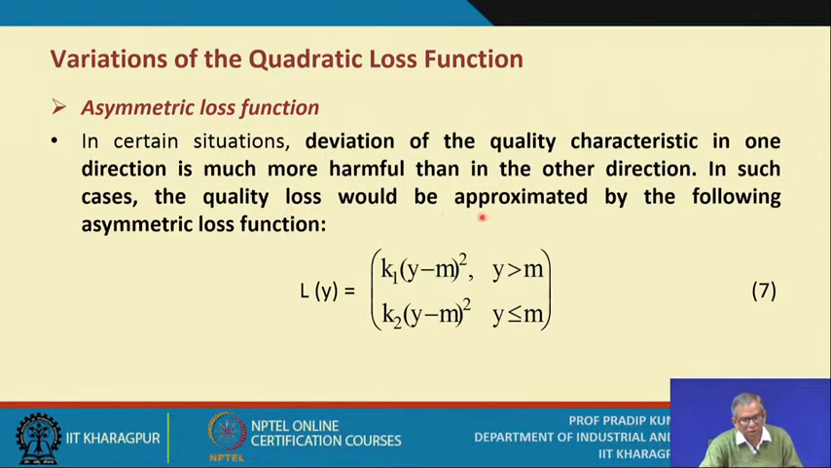In such cases, the quality loss would be approximated by the following asymmetric loss functions. That means instead of having one loss function, that is k into (y minus m) square, this one loss function is now split into two. The first one is when y, the actual value, is greater than the target value m, you have k1, the proportionality constant, into (y minus m) square. So this formula you will be using. And when y is less than or equal to m, then you will be using the second formula, that is k2, the proportionality constant, into (y minus m) square.